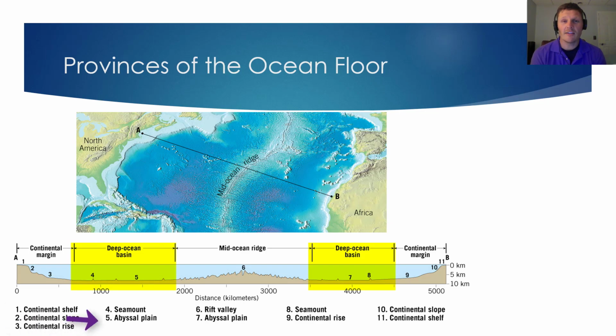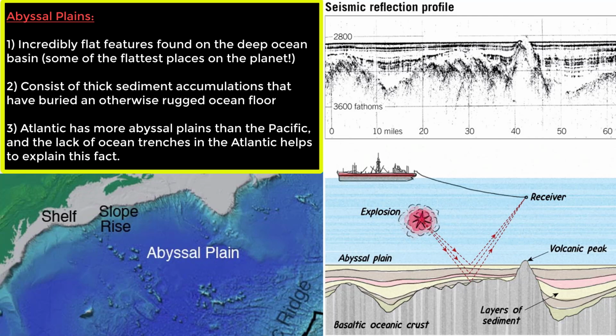For starters, I'd like to discuss Abyssal Plains. Abyssal Plains are incredibly flat features on the deep ocean basin. In fact, these are some of the flattest places on planet Earth. They consist of thick accumulations of sediment that have buried an otherwise rugged ocean floor.